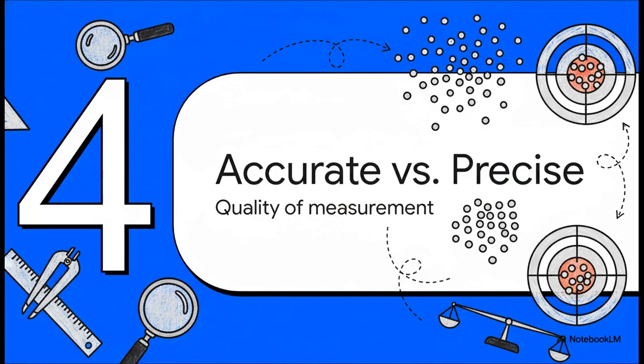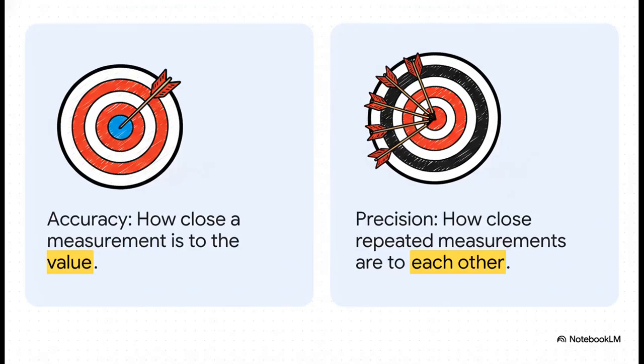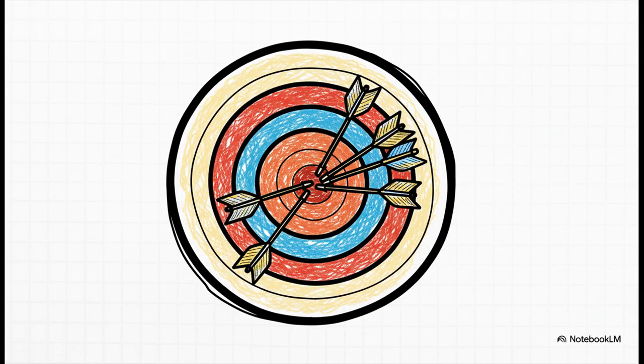Okay, we've gone through all the rules for how to report our numbers. Now let's zoom out and talk about two really big ideas that define the quality of any measurement: accuracy and precision. They sound like they could be twins, but in science, they mean very different things. So what's the difference? Accuracy is all about hitting the target. It's how close your measurement is to the actual true value. Precision, on the other hand, is all about consistency. It's how close a bunch of your measurements are to each other, even if they're not anywhere near the true value. The absolute best way to picture this is with an archery target.